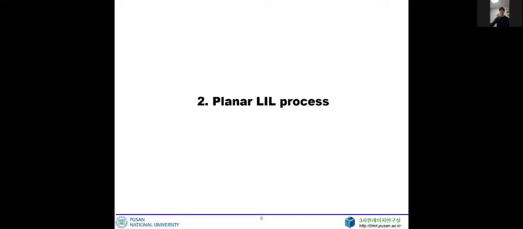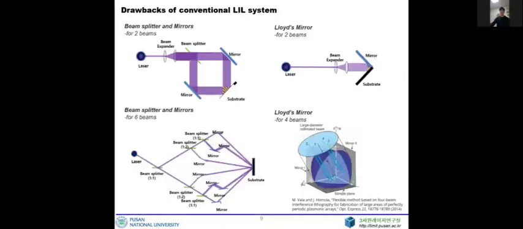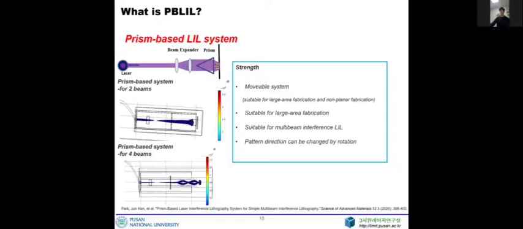Before fabrication of the cylindrical mold, I applied this process to a planar substrate. For the LIL process, a beam splitter setup or Lloyd mirror setup is typically used. However, these setups are not suitable for non-planar fabrication. So I suggest the prism-based LIL system for large area non-planar fabrication. This system uses a prism as beam splitter and a fiber as optical source. Because of the prism, this optical module is very compact and can be moved easily by linear stage.